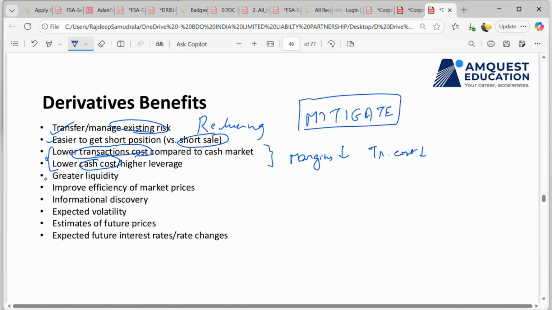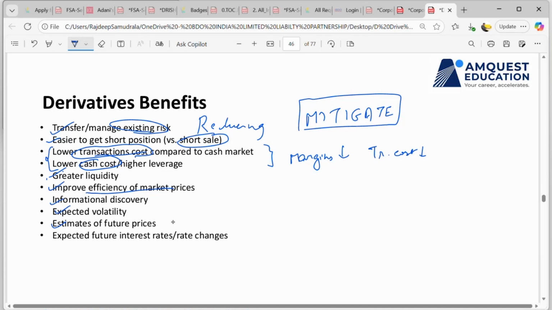There is greater liquidity in the world of derivatives; you can actually buy and sell very quickly. Therefore, there's a high amount of liquidity. And if you remember, yesterday I taught you the concept of no arbitrage price, right? So if there are any arbitrage profits available in the market, where the securities are not correctly priced, then derivatives can be used to rectify the prices and improve the efficiency of the market prices. In fact, derivatives help you make sure that the market prices are not mispriced. Obviously, the information discovery helps to reduce the volatility and maintain it.